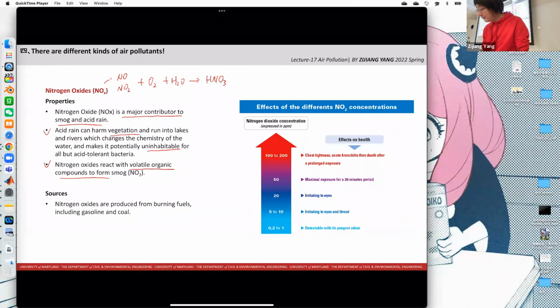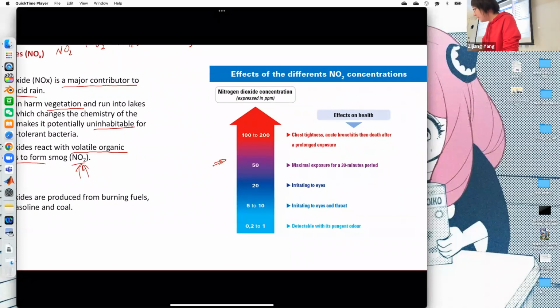Basically, nitrogen dioxide is a gas with a brown color. With more of these chemicals formed, the air will become brown, so it looks like smog. On the right side, it shows the effects of different nitrogen dioxide concentrations. And again, we can see that it can have a bunch of different adverse effects on humans.